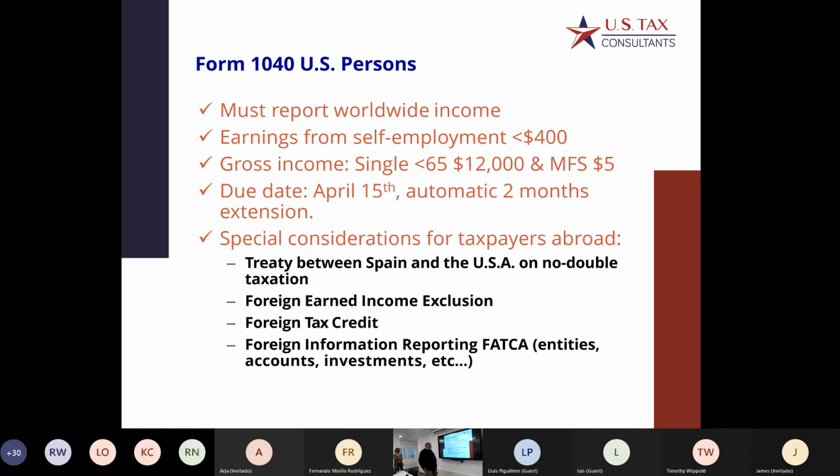A special consideration for taxpayers abroad is basically the treaty between Spain and the U.S. on non-double taxation, and things where you can reduce your taxable income is basically with the foreign earned income exclusion, which lets you exclude $108,000 out of the earned income, and also you can use the foreign tax credit, in which you offset all the taxes that you have already paid in Spain from the same income. You offset them in the US with the same amount in dollars.